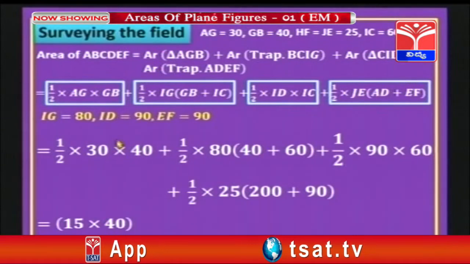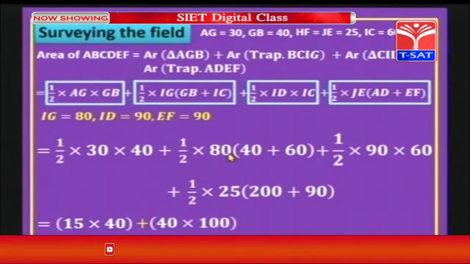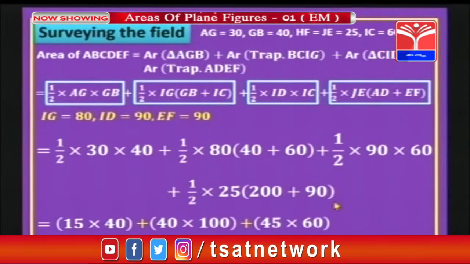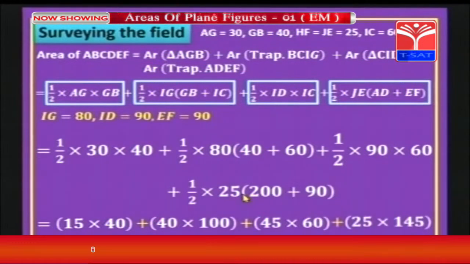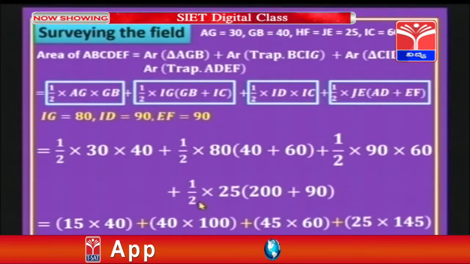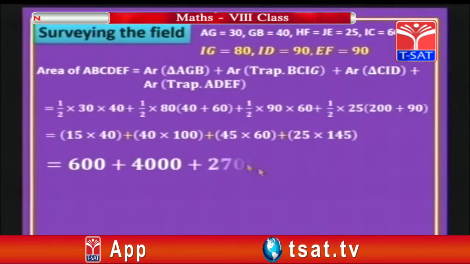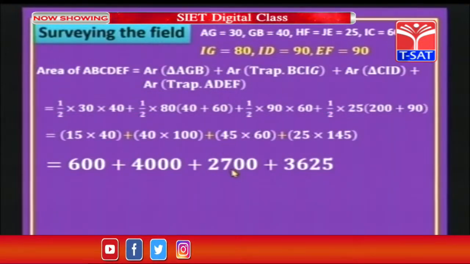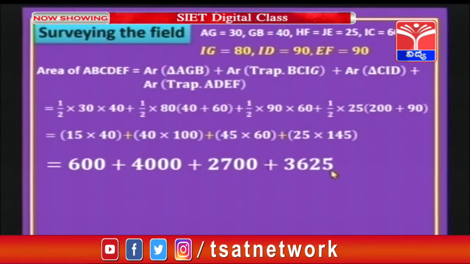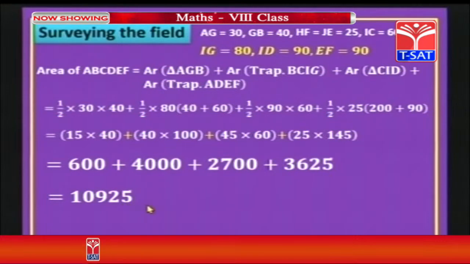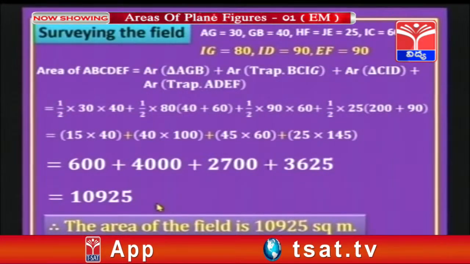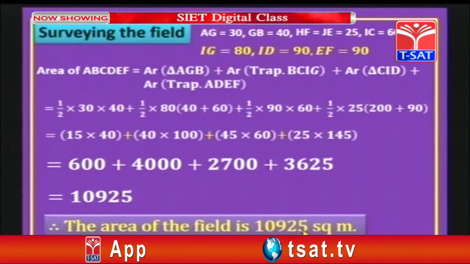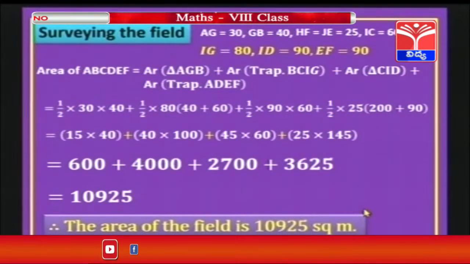So 2 goes in 30 15 times, so 15 into 40. And here 2 goes into 80 40 times, 40 into 40 plus 60, 100. 2 goes into 90 45 times, so 45 into 60. Finally here 25 into 290 divided by 2, so you get 145. Now let us multiply all these, children. So multiplying, we get 600 plus 4000 plus 2700 plus 3625. On adding all these, you get 10,925. So therefore, the area of the field is 10,925 square meters. I hope you understood how to find the area of an irregular field, children.